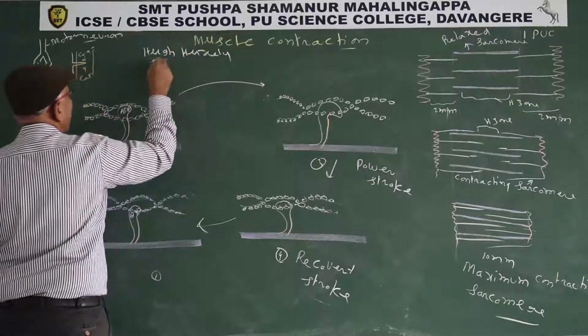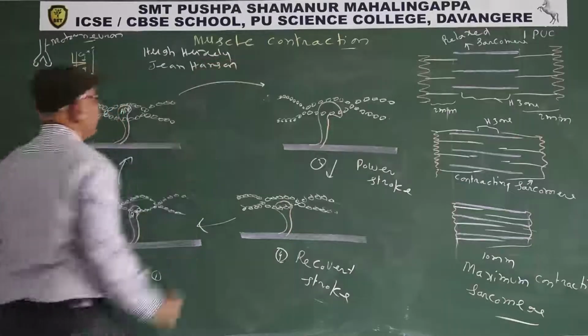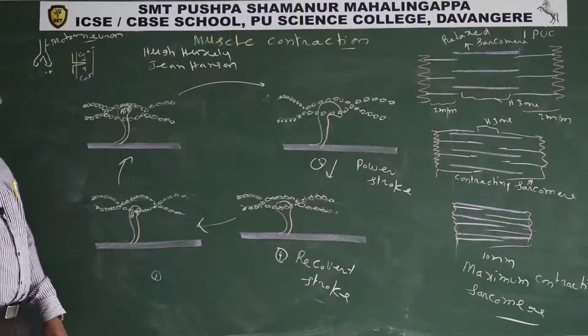Hugh Huxley, Gene Hansen. They proposed the sliding filament theory.